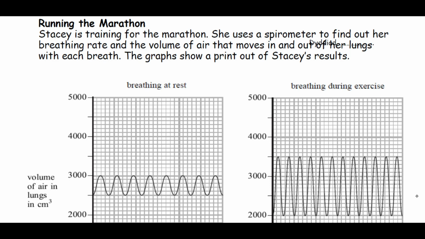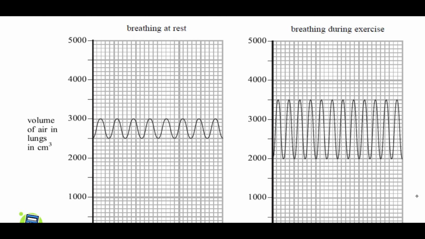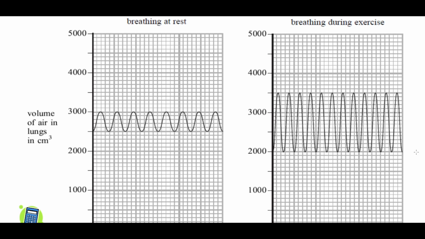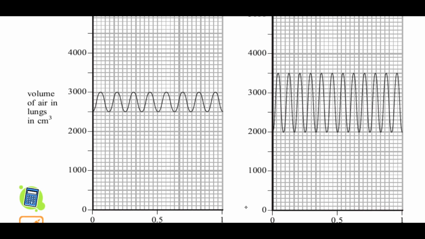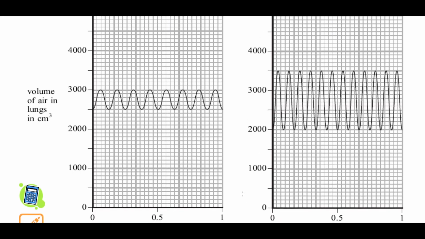So this is actually a practice GCSE question from a few years back. We've got the graph on the left is her printout from breathing at rest. So this is when she's at rest. And the graph on the right is from breathing during exercise. Both of them are recorded just in 1 minute. So we can see our scale along the bottom axes here, both recorded in 1 minute. That we can see there. And we can see the volume of air in the lungs.